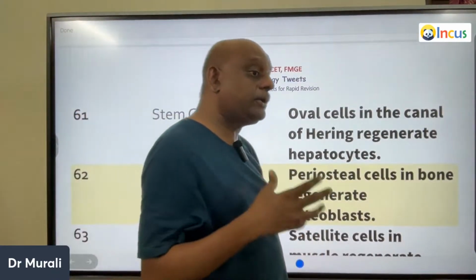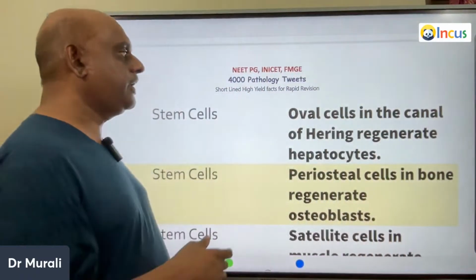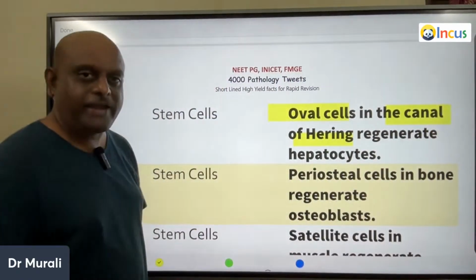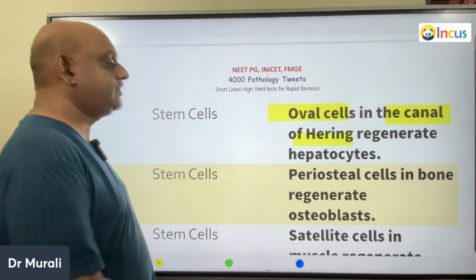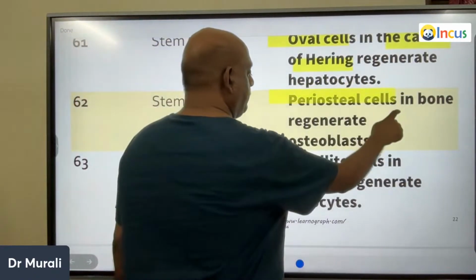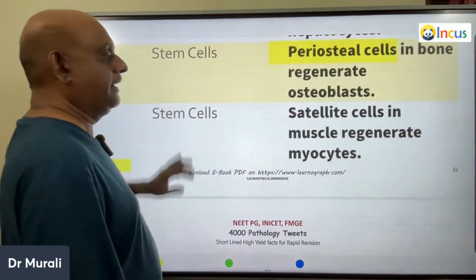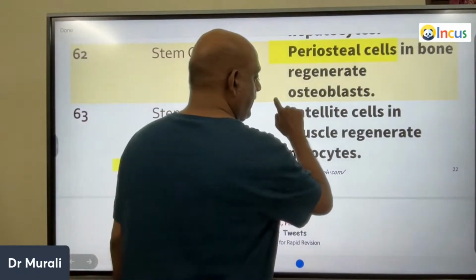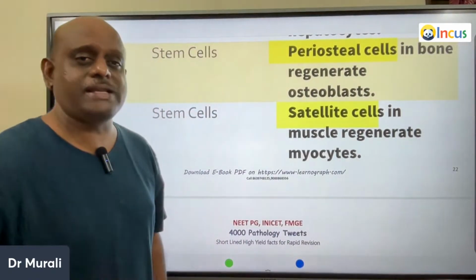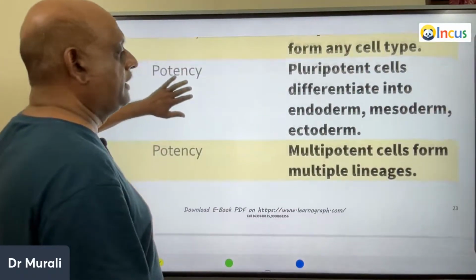Then from where do hepatocytes regenerate? You should remember there are something called oval cells in the canal of Hering, from where the hepatocytes regenerate. Then where will the periosteal cells in bone regenerate? Osteoblasts help in regeneration. Then which cells in the muscle cause the regeneration of the myocytes? Satellite cells are the ones which regenerate the myocytes, is what you should remember.